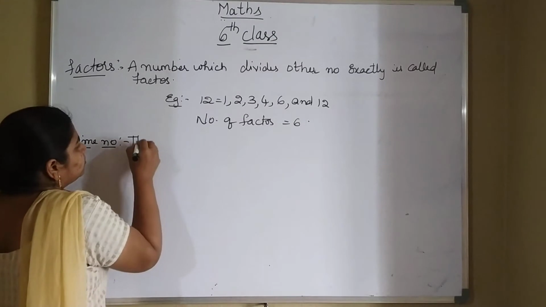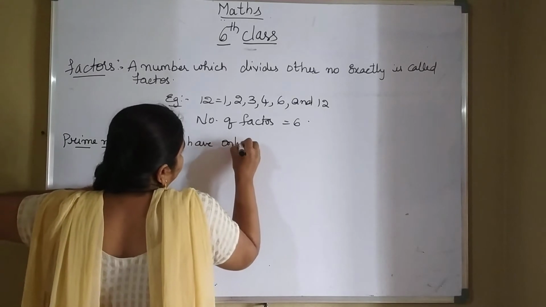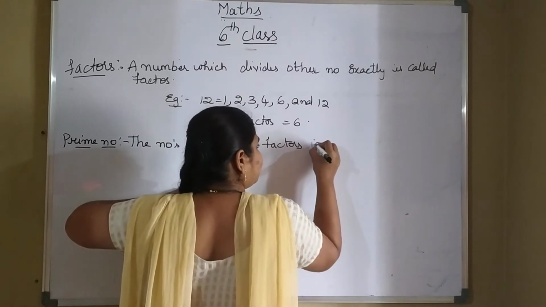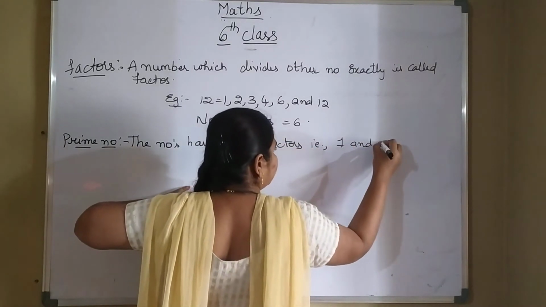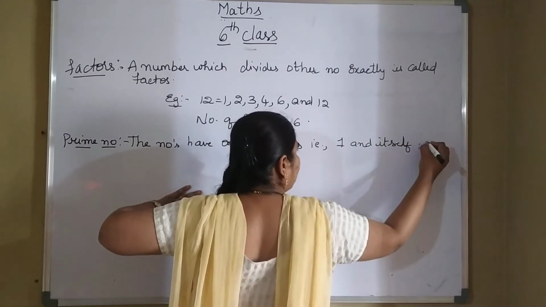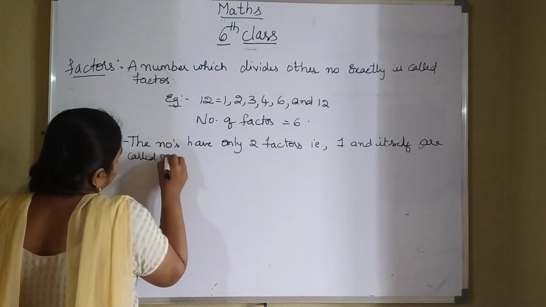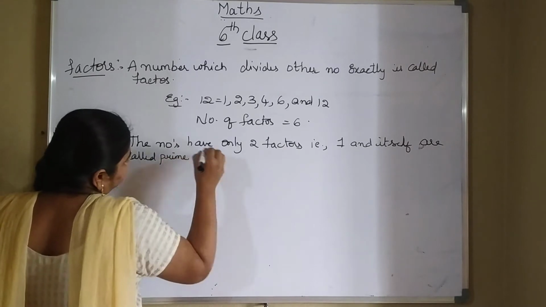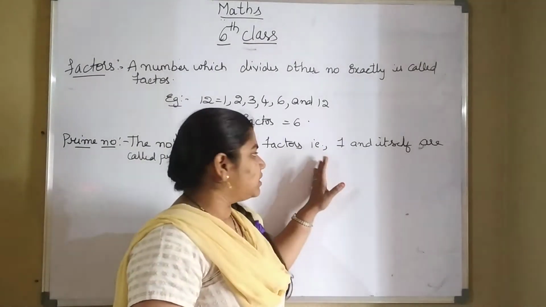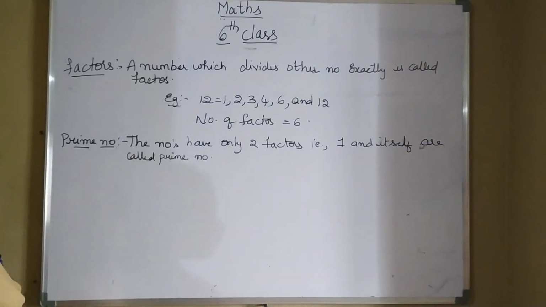So the numbers having only 2 factors, that is 1 and itself, are called prime numbers. So what do you mean by prime numbers? The numbers having only 2 factors, that is 1 and itself, are called prime numbers. So which numbers are called as prime numbers we will see.